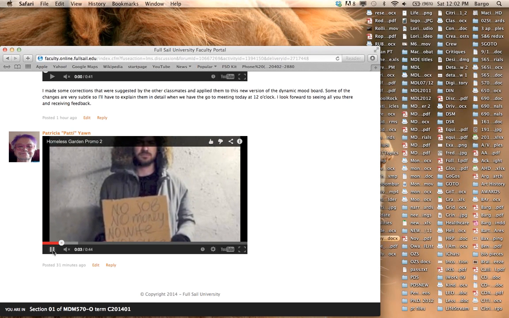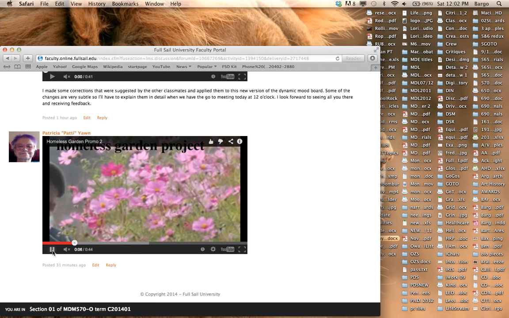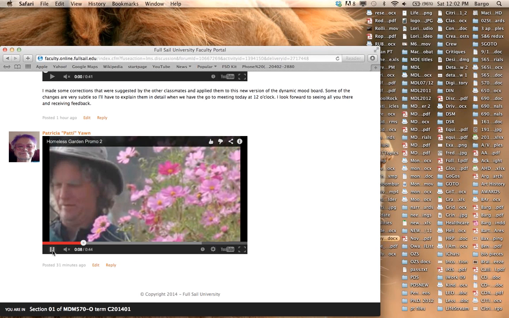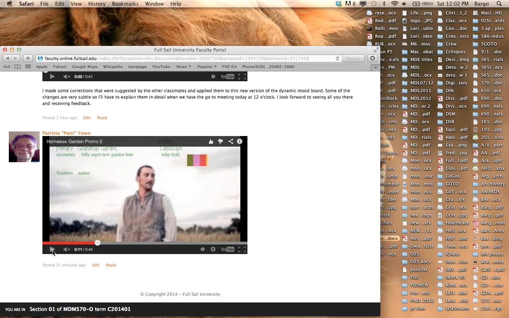Why are they coming to you? They could grab these images anywhere. So you've got homeless garden project right here. That's some text across the image, so that helps. And then we move on to, is my screen showing? Yes, it is. We move on to here, and you've got some information here and here, and it's a little small.